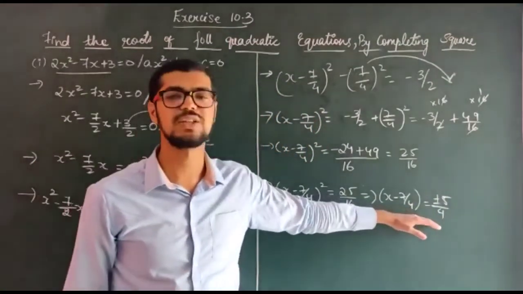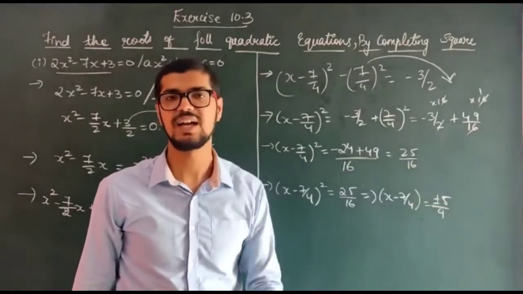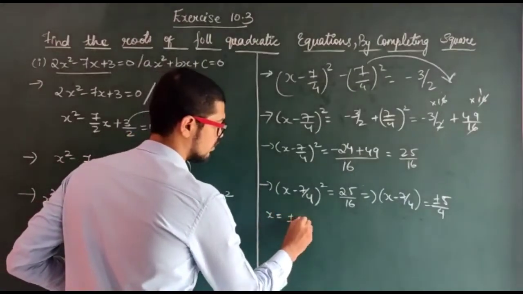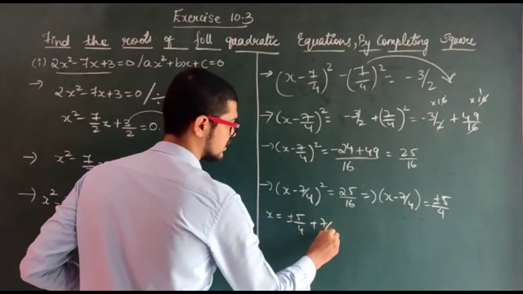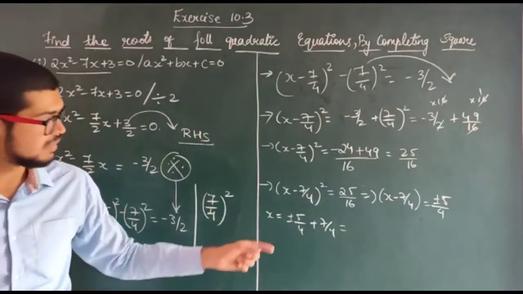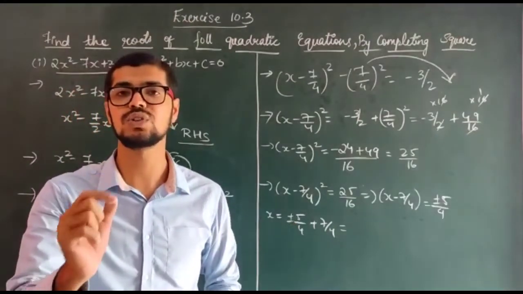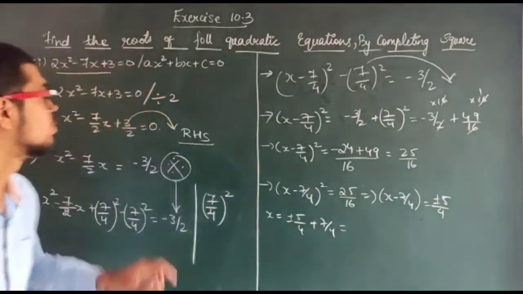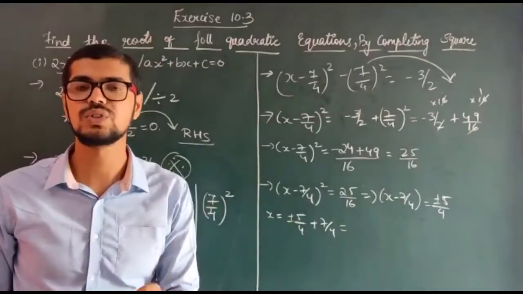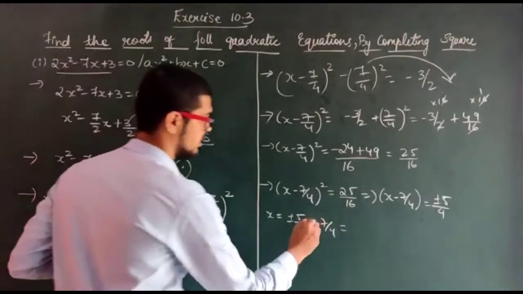This simplification, I think you can do it yourself. So just shift this 7 by 4 toward the right hand side and get the value of x. So this is x is equal to plus or minus 5 by 4 plus 7 by 4. Now I will get two values of x here. Why? Because I have plus or minus sign. Two values of x in the sense I have two roots of the quadratic equation for the given question. Fine? Plus or minus means I have two roots of the quadratic equation for this question. Fine? So I will do it here.